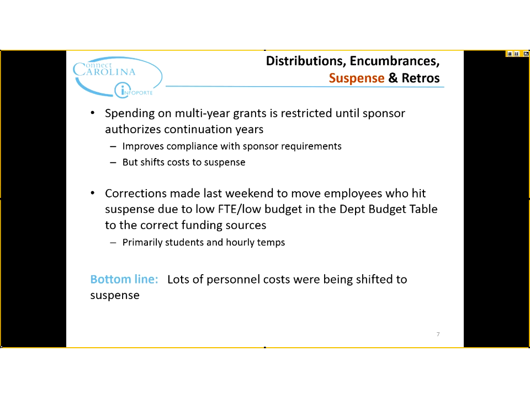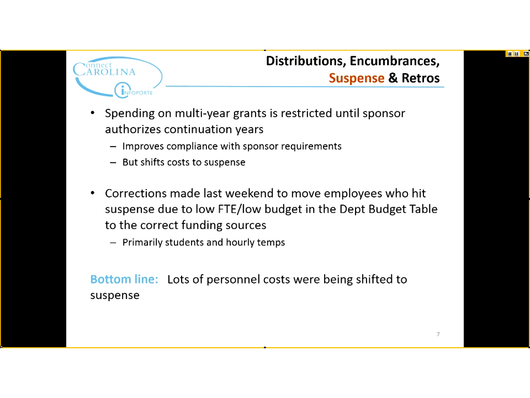Suspense. You guys have heard more about suspense than you want to in the last many months, I'm sure. For grants, spending on multi-year grants is restricted until the sponsor says it's okay to continue. And that's great because that improves our compliance. It makes sure that we're crossing our T's and dotting our I's when we're dealing with the feds, because we don't want anybody wearing pinstripes or orange. Doesn't look good. We want to make sure we're covering all of our bases well. But what that did was it shifted costs more than we expected it to suspense. And so it really has caused a lot of problems, especially around grants.